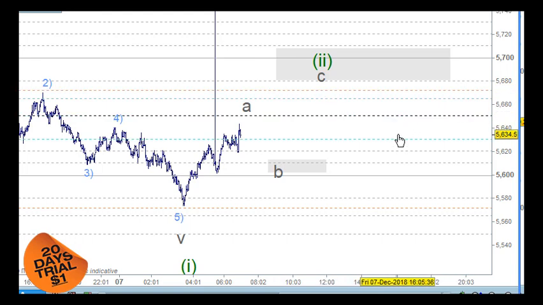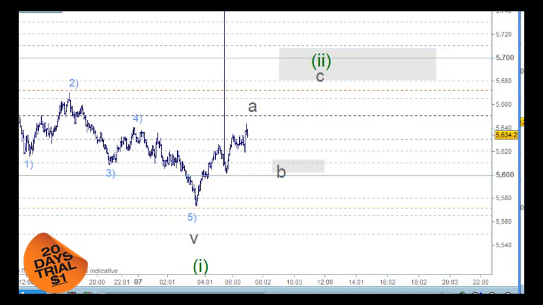If I've made a mistake with all of this and we get support on 5,700, then I've made a mistake, and then we need to be on the bullish side of the market. But while we're under the 5.7 and testing this, then we're bearish at that point.